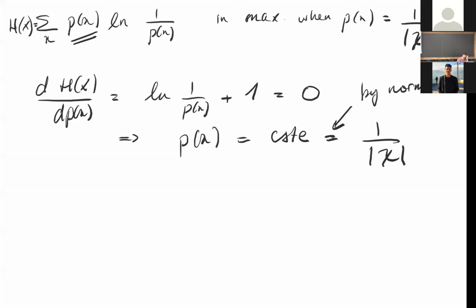Yes, if we want to find the minimum, we need to derive twice. If you want to find whether it's a minimum or not. So here this function is concave in p of x.